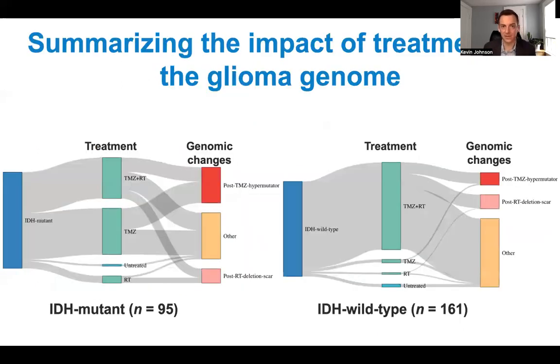And so we can summarize the impact of treatment that I've talked about today. These are our two subtypes, IDH mutant and wild type. And each of these represents the proportion of patients being treated with these different therapies, the chemotherapy temozolomide (TMZ) alone, radiotherapy alone, and the type of genomic change that occurs at recurrence. This includes the hypermutator phenotype or hypermutator profile I mentioned earlier, this small deletion scar appearance in the tumors, and also this unknown category, or other category, which we haven't yet defined.